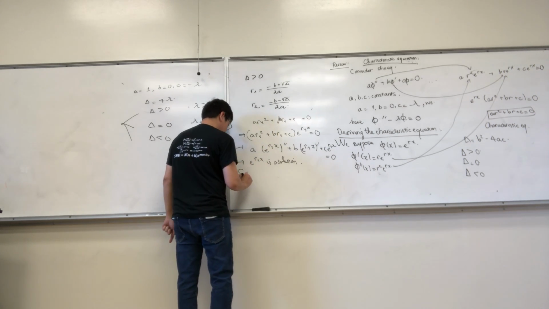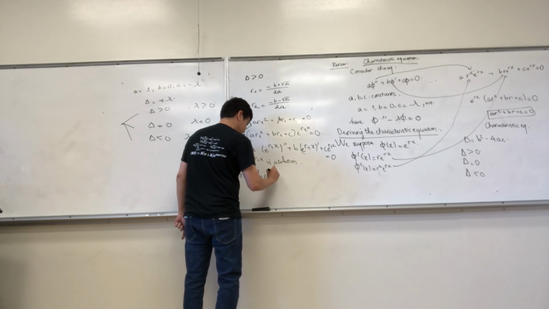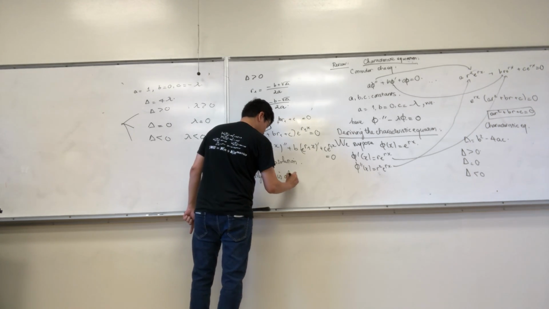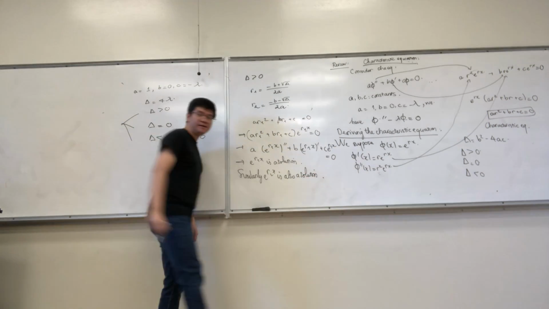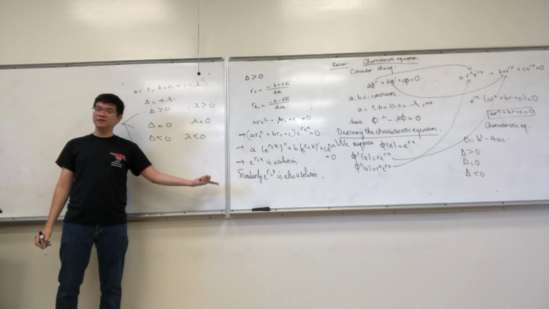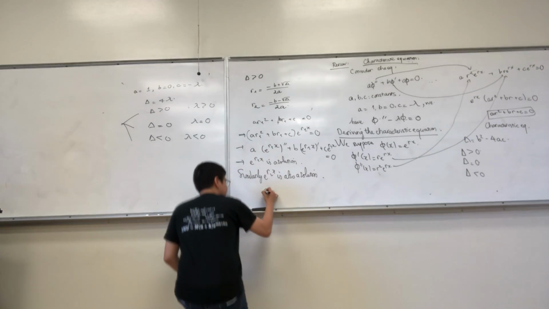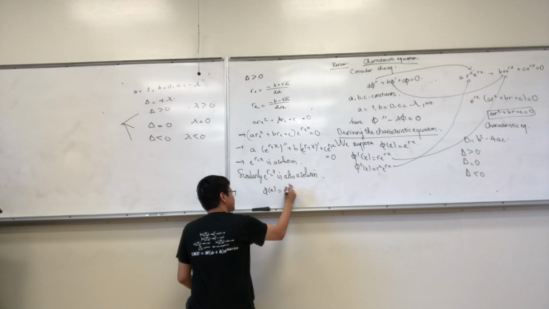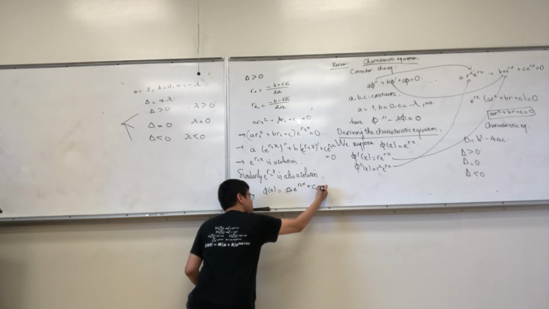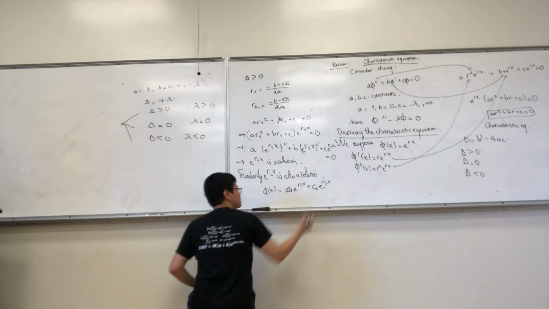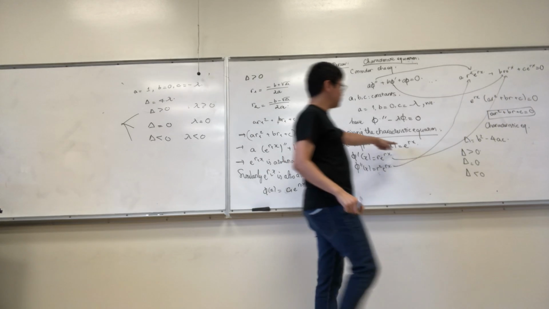And similarly, e to R2 x is also a solution. So the general solution will be a combination of these two solutions. It's clear? So y of x will be C1 e to R1 x plus C2 e to R2 x. I explain again. You suppose that the solution has the form e to R x.